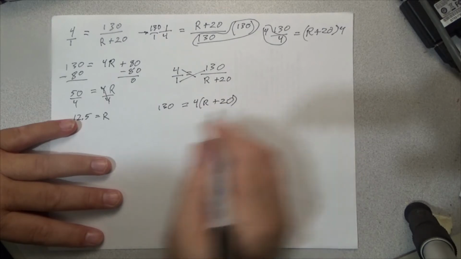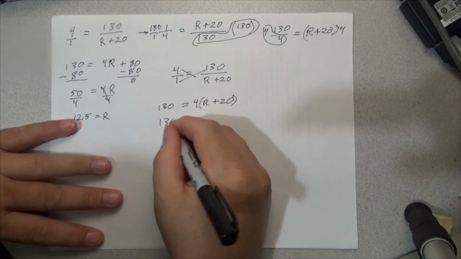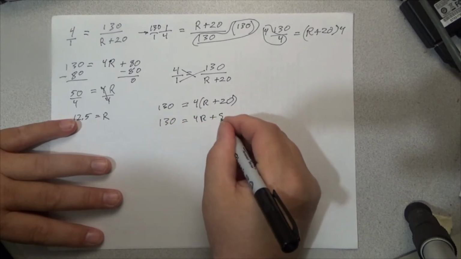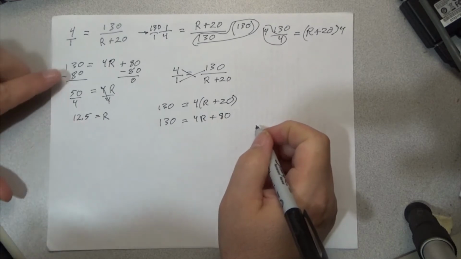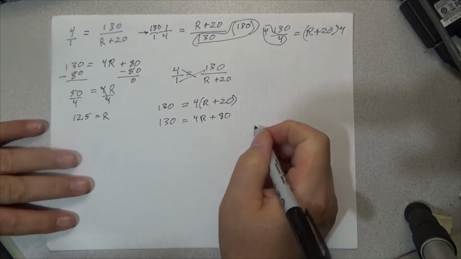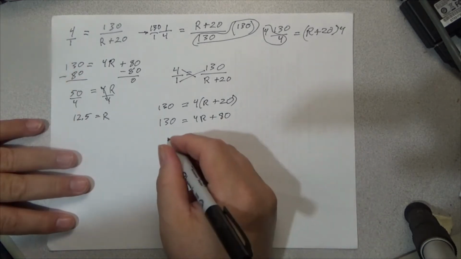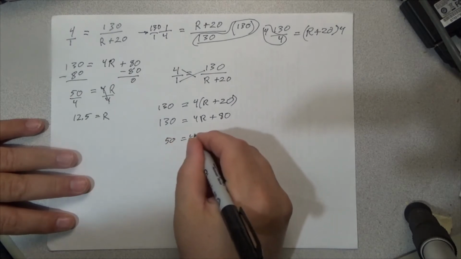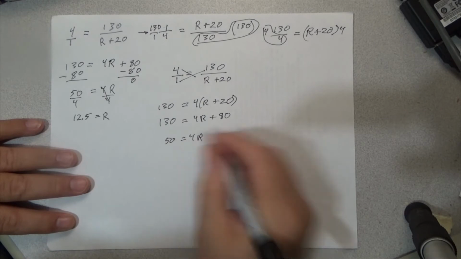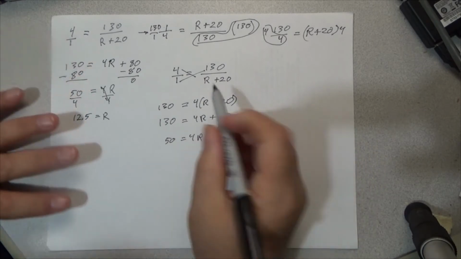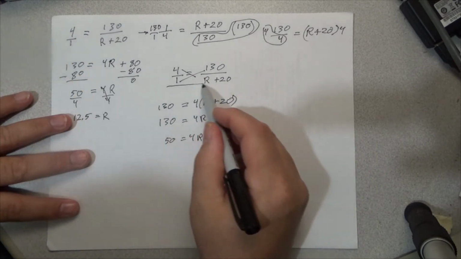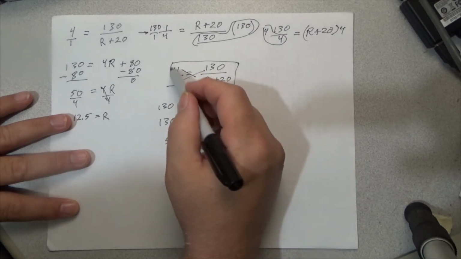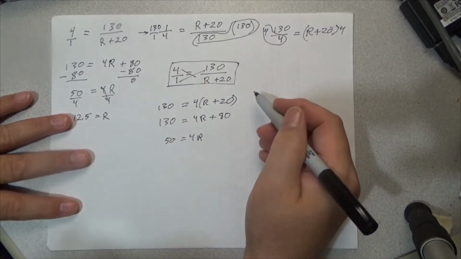And then of course you can see what's going to happen here. 130 is equal to 4r plus 80, and we're right back to where we were right up here. So once again, subtracting 80 from both sides, I get 50 is equal to 4r, and divide by 4 again. This is a better way to do it if you have your unknown in the denominator.